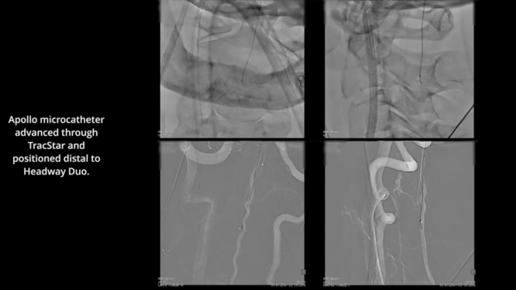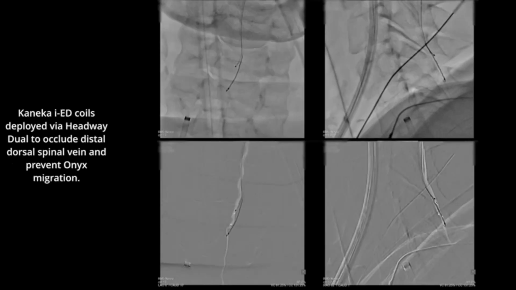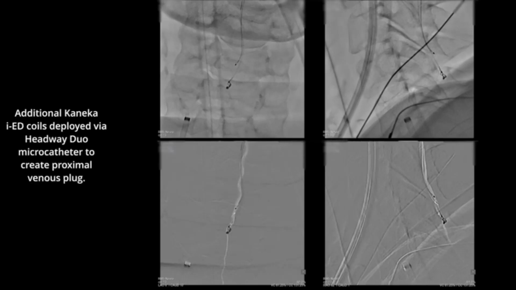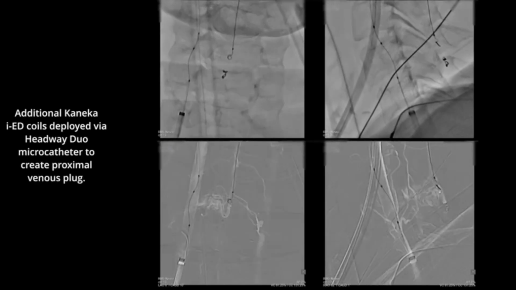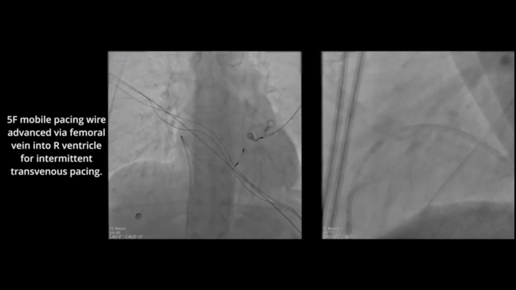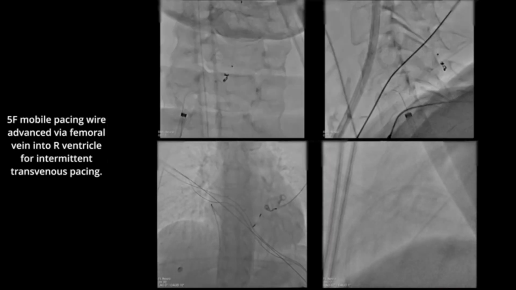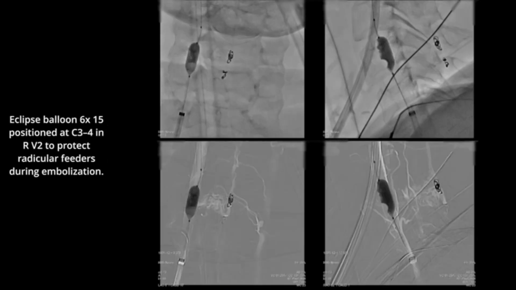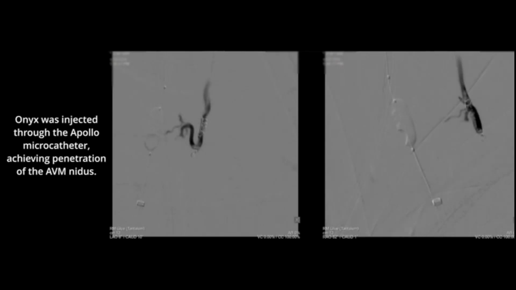A second Apollo microcatheter with the detachable tip was further navigated into the cervical dorsal draining vein of the AVM. Afterwards, a coil was deployed in the distal cervical dorsal vein, as well as additional coils in the proximal cervical vein that was draining the AVM to perform the pressure cooker technique.